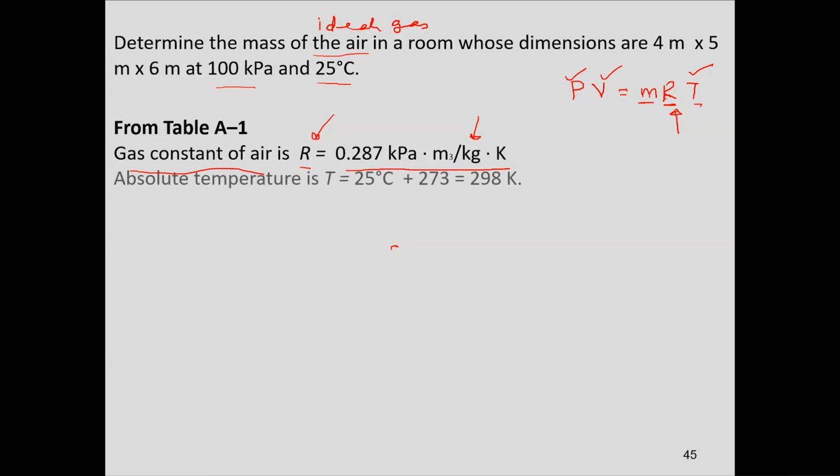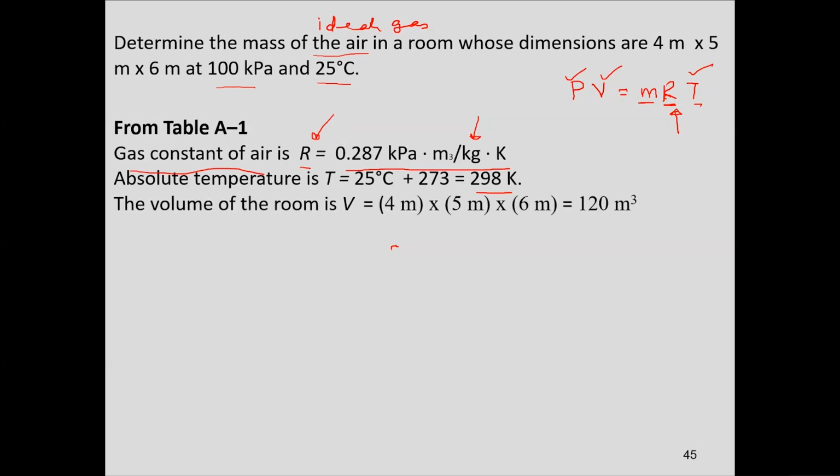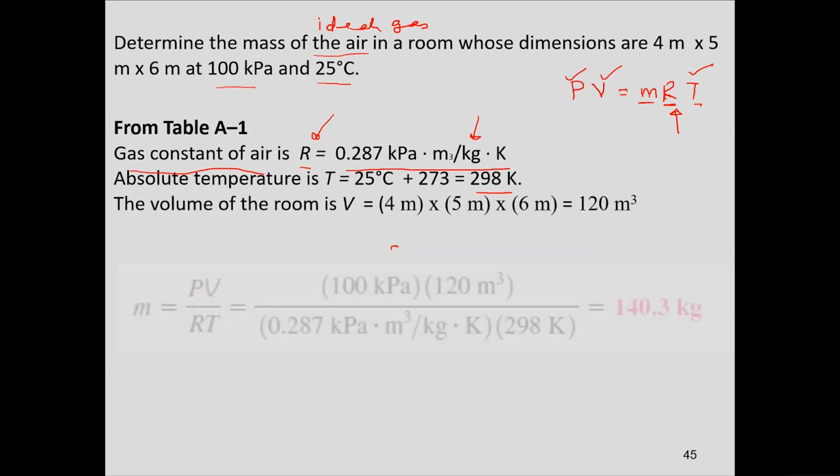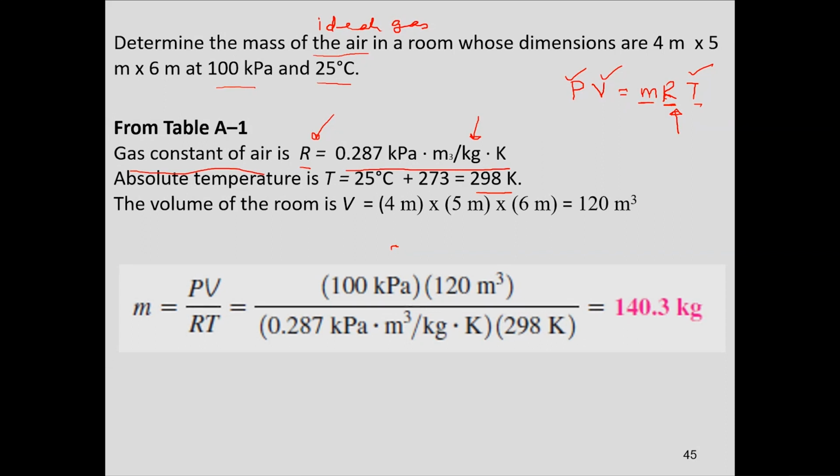So now the absolute temperature is 25 plus 273, which is 298 kelvins, and the volume is just the multiplication of the three dimensions, and the pressure is 100 kilopascal. Once you solve this, you will find out that the mass of the air within the room is about 140 kgs. Clear enough? Is it clear?